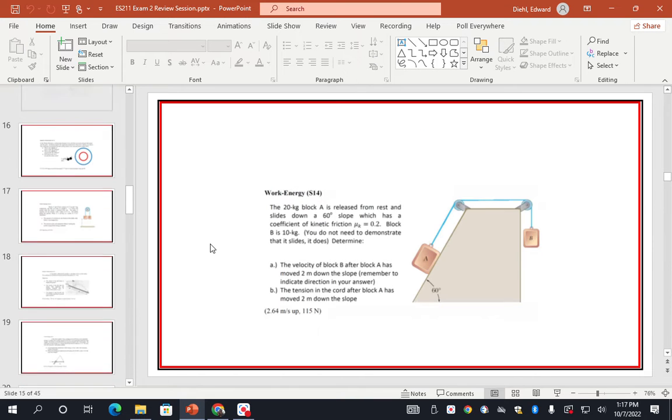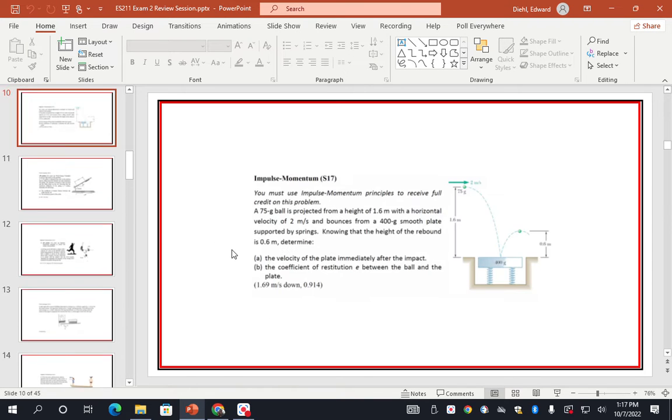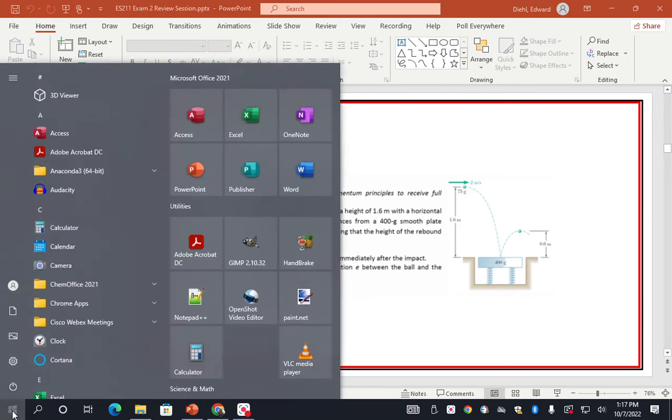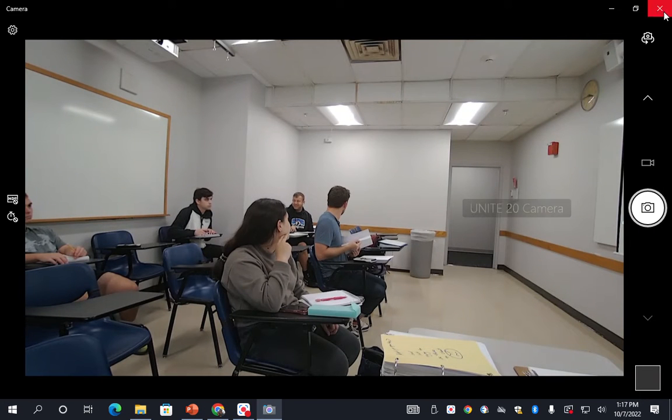Can we do the one ball bouncing from earlier in the slides? Okay, well, this guy right here? That one. Okay, let's do that one. Cool. All right, so let's see if we can get my camera working here. Camera. Boom. We don't want that camera. We want this camera. Boom. Okay, cool.